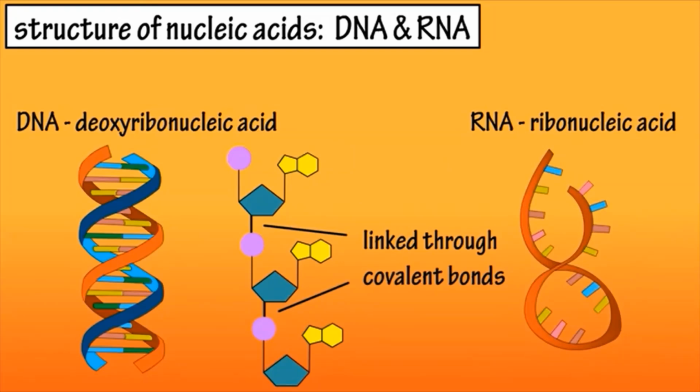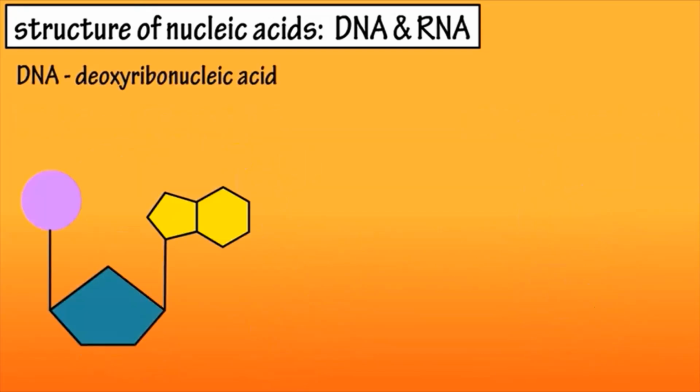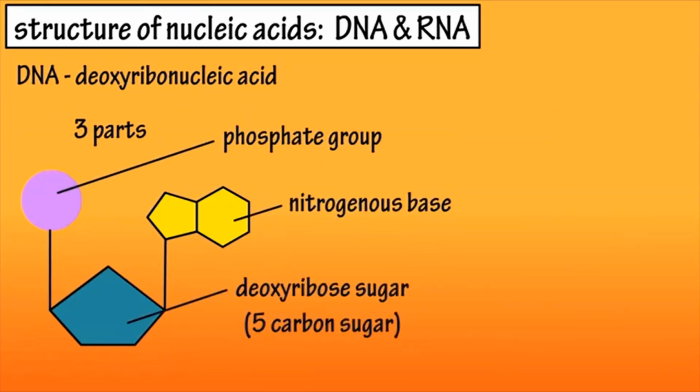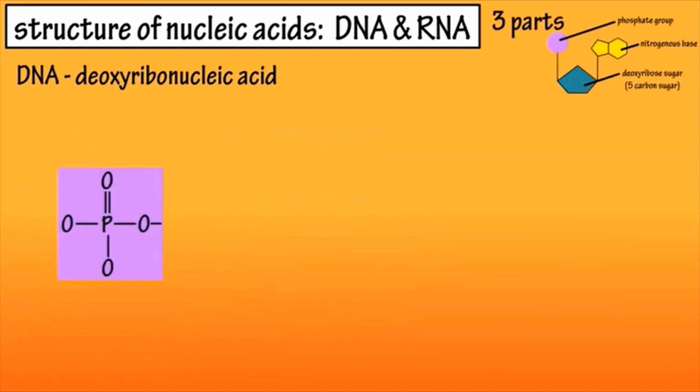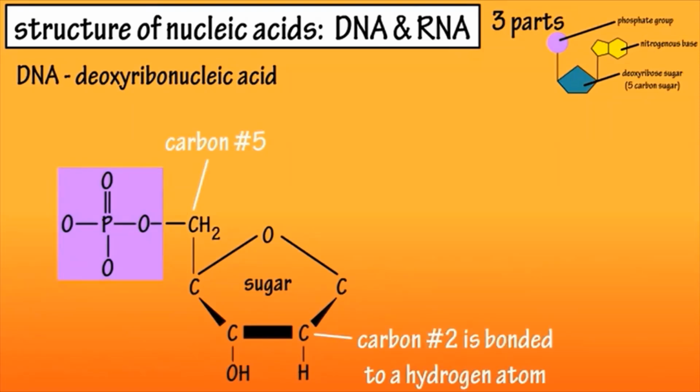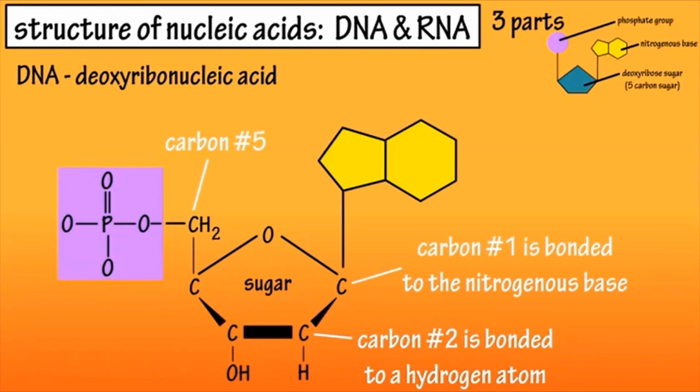Let's start by looking at DNA. The nucleotides that make up DNA have three parts: a phosphate group, a nitrogenous base, and a deoxyribose sugar, or 5-carbon sugar. The phosphate group consists of a phosphate bonded to 4 oxygen atoms, with one of the oxygens bonded to the number 5 carbon of the deoxyribose sugar. An important note here: the number 2 carbon of the deoxyribose sugar is bonded to a hydrogen atom. Carbon atom number 1 of the deoxyribose sugar is bonded to the nitrogenous base.